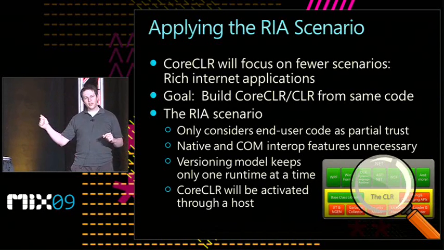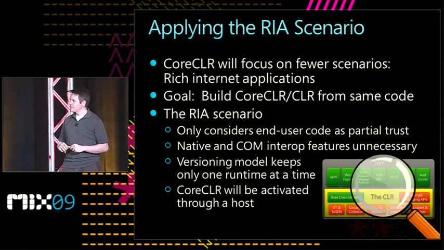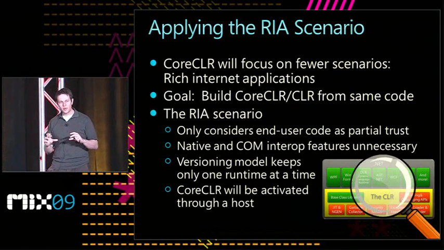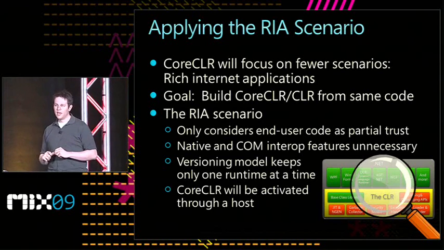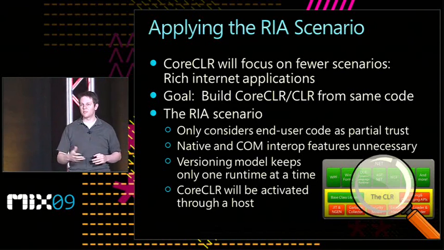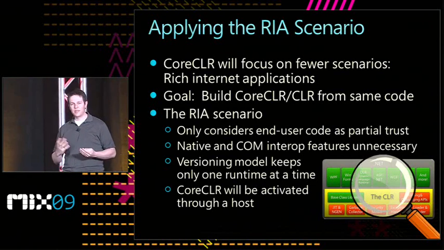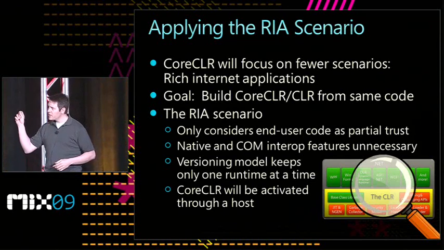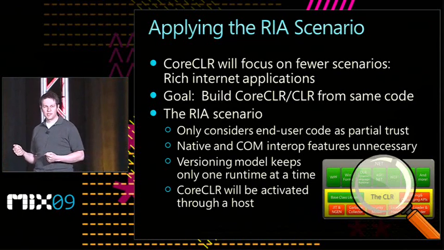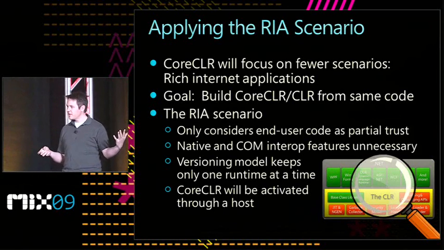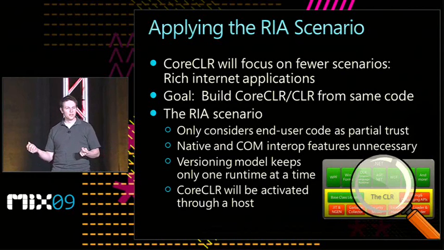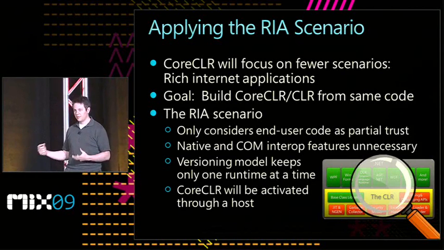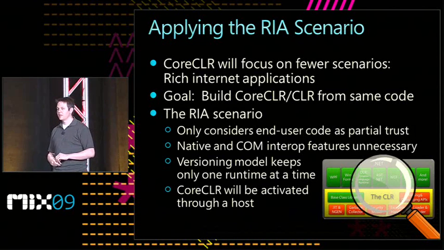And so one goal that we have as a company, Microsoft, is we want the core CLR, the piece that's going to be smaller, that is part of Silverlight, to be built out of our CLR sources. And that gives us the ability to continue investment in the CLR and gain that within the core CLR. And the RIA scenario then goes, we don't really want to support full trust applications. When we download applications off the web, they're always partial trust. And we're not going to need all of the interop features that come with the full framework, because partial trust implies that I can't interop with untrusted code.